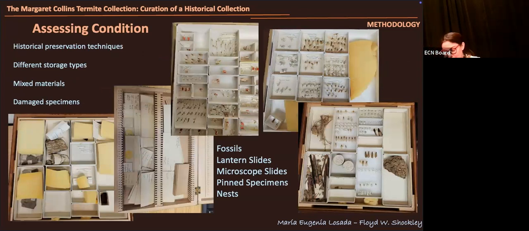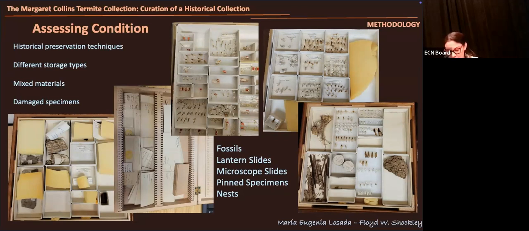Assessing the condition of the collection, you can find different kinds of historical preservation techniques. You can also find that there are different storage types. You can find all the material mixed up and also damaged specimens. And for that, that's another challenge, how to proceed with those. Here you can see how things were. For example, fossils.